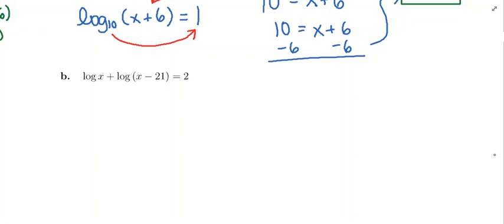What we're going to do is condense the logarithms on the left into 1. Then we'll have an equation that looks like 1 logarithm is equal to a number, and then we'll be able to do the arrow thing.